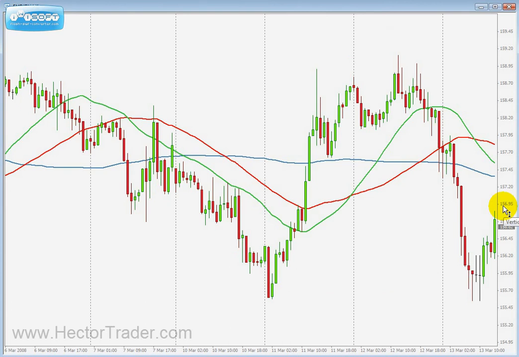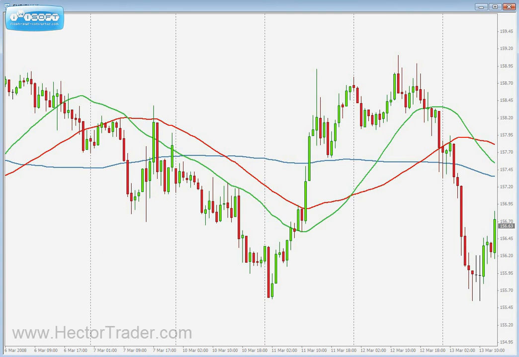The best trading decision you could actually take when you see the moving averages crossing each other, not parallel to each other, not in order, is to not trade at all. That's to stay out of the market. That's the best trading decision you could take at this junction of the chart.